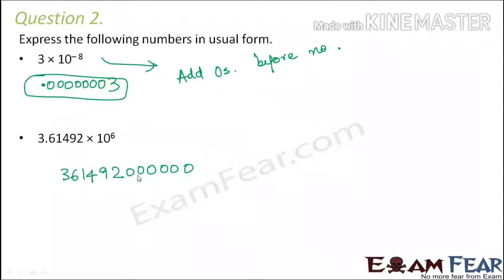Now where would be the decimal point located? Look at this. Here the decimal point is, after the decimal point, how many digits do you have? 1, 2, 3, 4, 5. So count 5 digits from the end: 1, 2, 3, 4, 5. So the decimal point would be located here. Therefore your answer would be 3614920. So whenever you have a positive exponent, add zeros after the number. If you have a negative exponent, add zeros before the number.